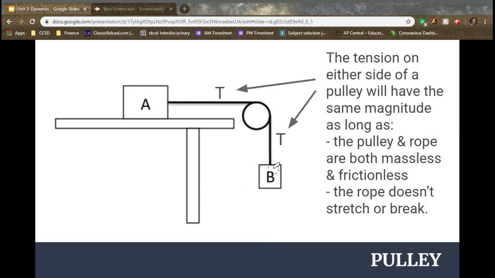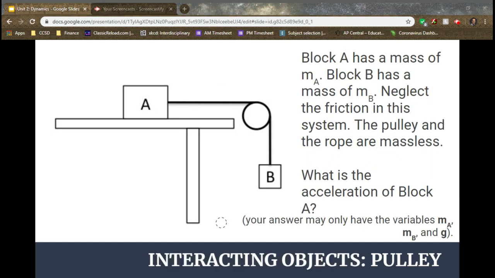This is a single rope, single string, or whatever. And the tension on either side of the pulley will be the same as long as the pulley and the rope are massless and frictionless, and as long as the rope doesn't stretch or break. As long as these conditions are met right here, then the tension will be the same on both sides of the pulley. All right, so here's a practice problem.